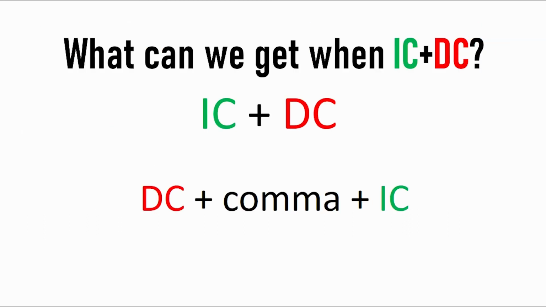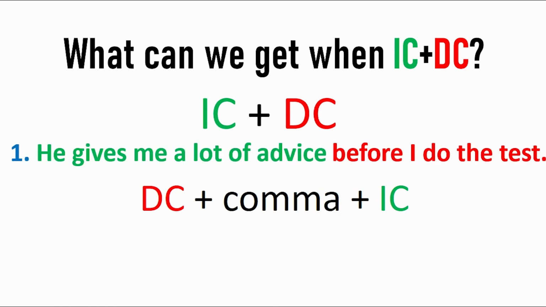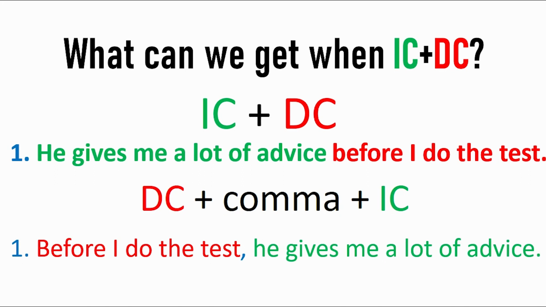So what can we get when IC plus DC? We have two formulas here: IC plus DC or DC plus comma plus IC. Please read example number 1, IC plus DC. He gives me a lot of advice before I do the test. And now please read sentence number 2, DC plus comma plus IC. Before I do the test, he gives me a lot of advice. You see what's the difference?